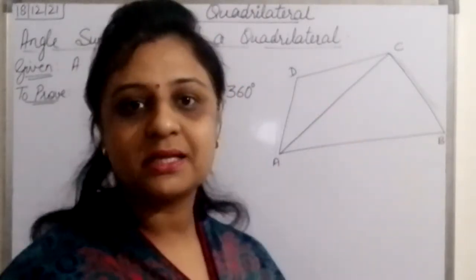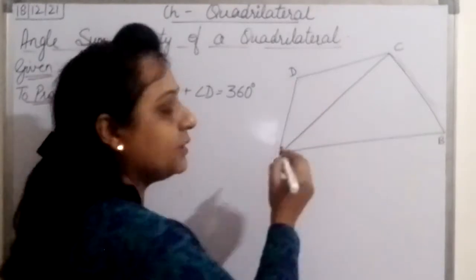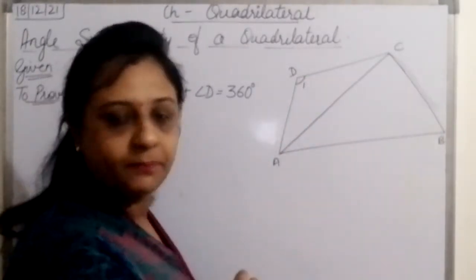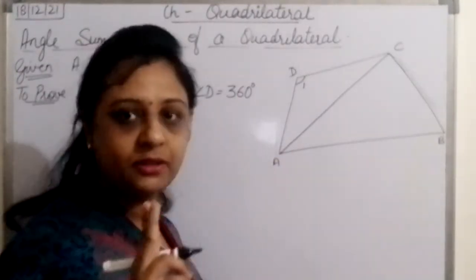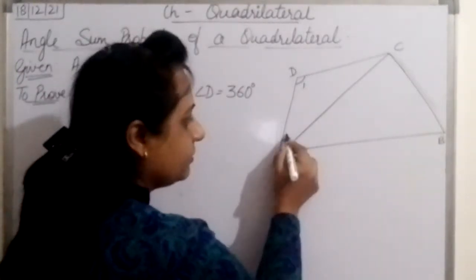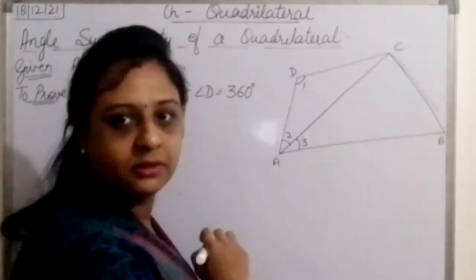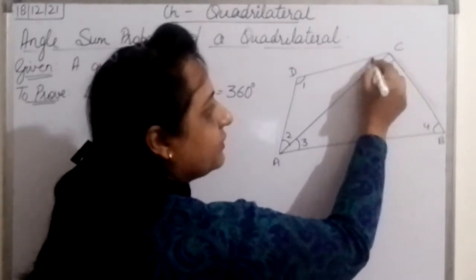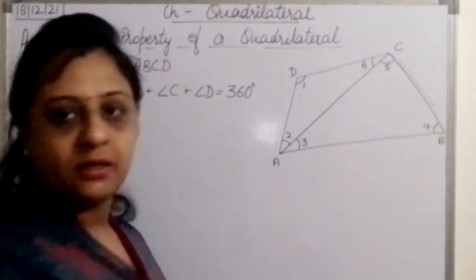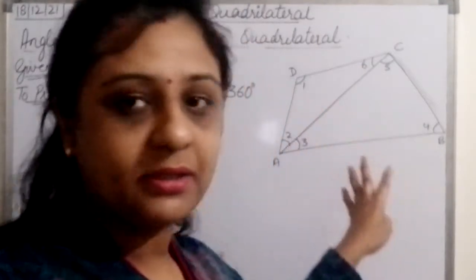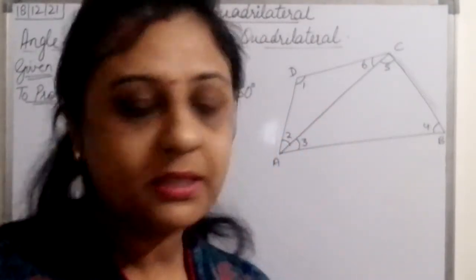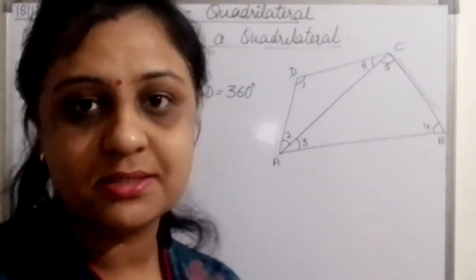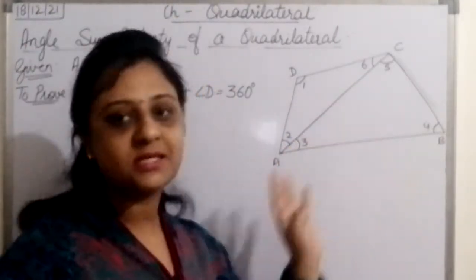Now, the next step is that we have to label the different angles. The angle D, I will mark as angle 1. Angle A is divided into two parts, so this is angle 2 and this is angle 3. This is angle 4, this is angle 5 and this is angle 6. The quadrilateral has only 4 angles, but this diagonal divides it into two triangles, so we have 6 angles.